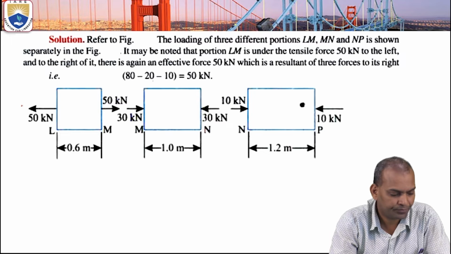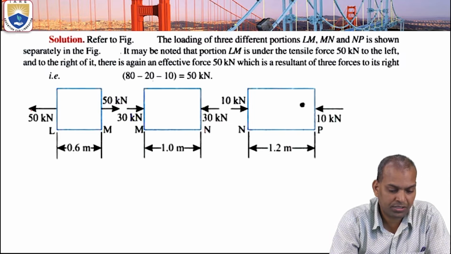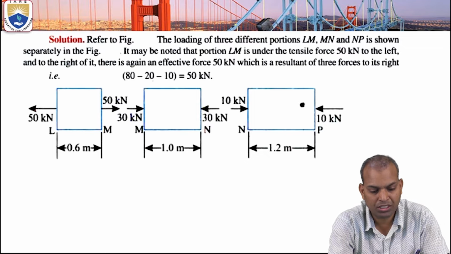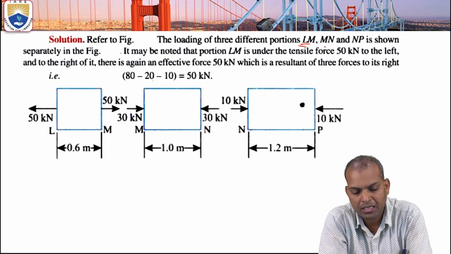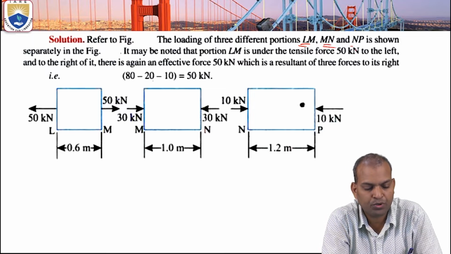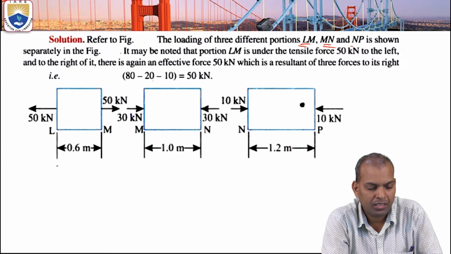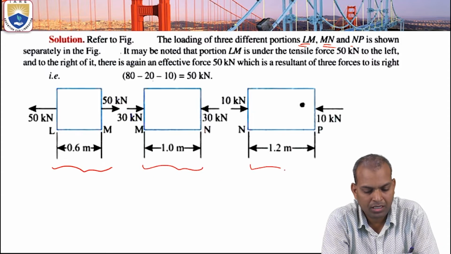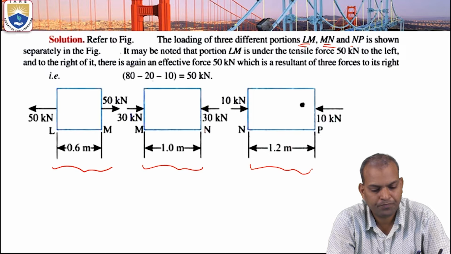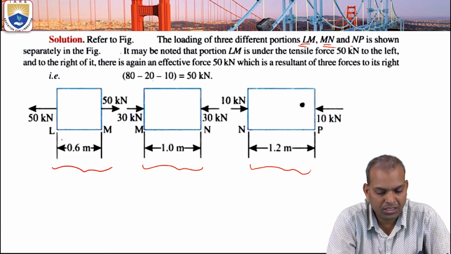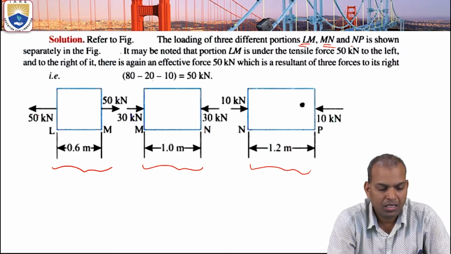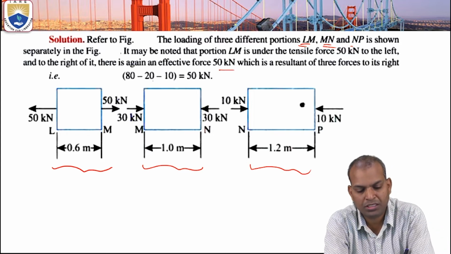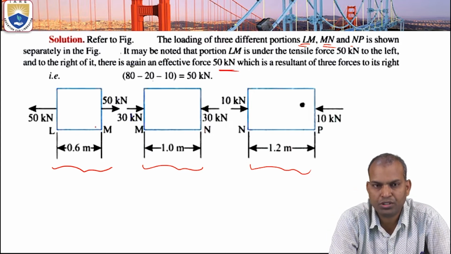You can see it. Here it is 50 kilonewtons. How did we calculate 50 kilonewtons? The loading of the three different portions, LM, Mn and Np, is shown. Now portion LM is under a tensile force of 50 kilonewtons to the left side, and to the right of it there is again an effective force of 50 kilonewtons, which is the resultant of the three forces to its right.